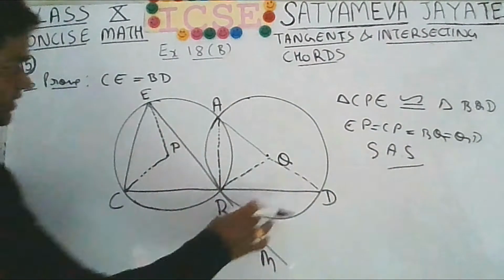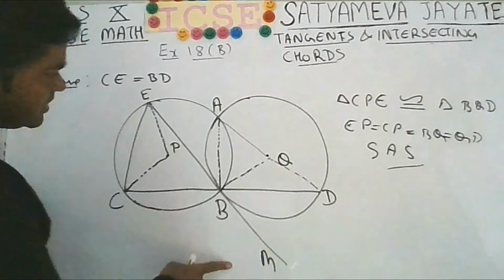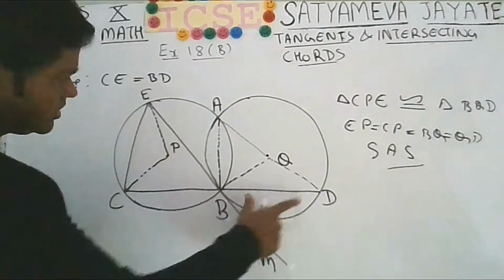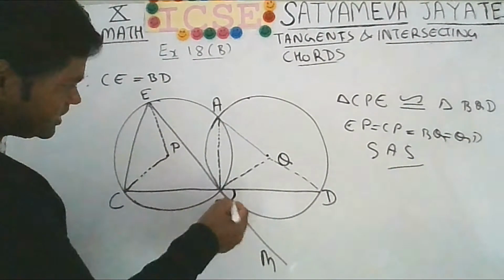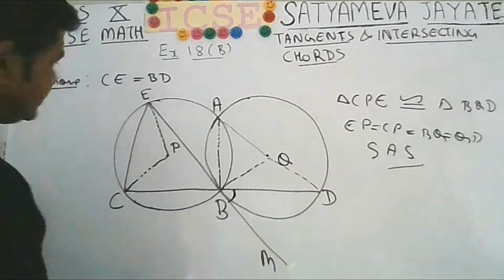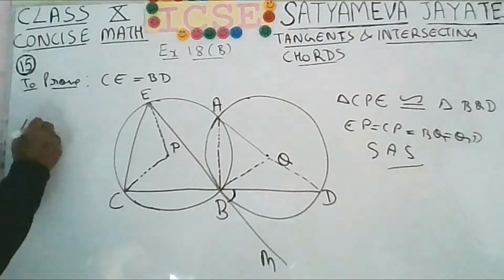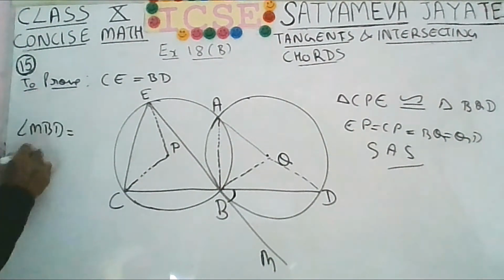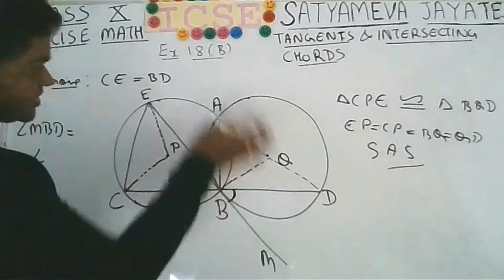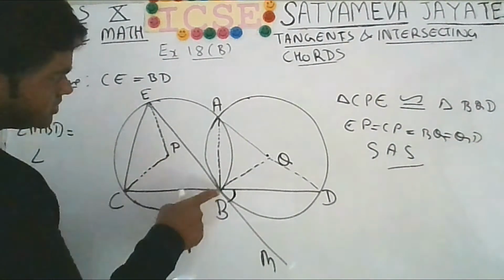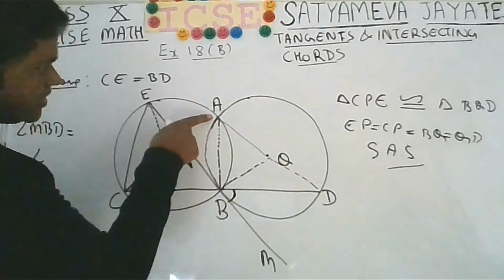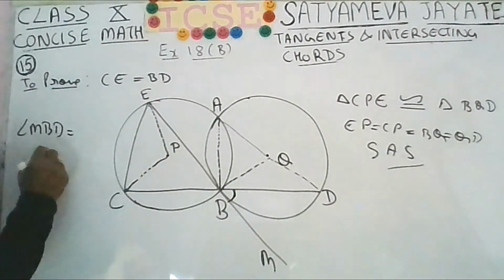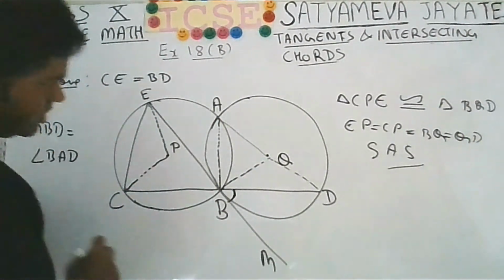So now for this circle, EBM is the tangent. This BD is a chord. So this angle, if you consider, that is angle MBD. Angle MBD will be equal to the angle in the alternate segment, angle BAD, like this, at the point A. This will be equal to angle BAD.